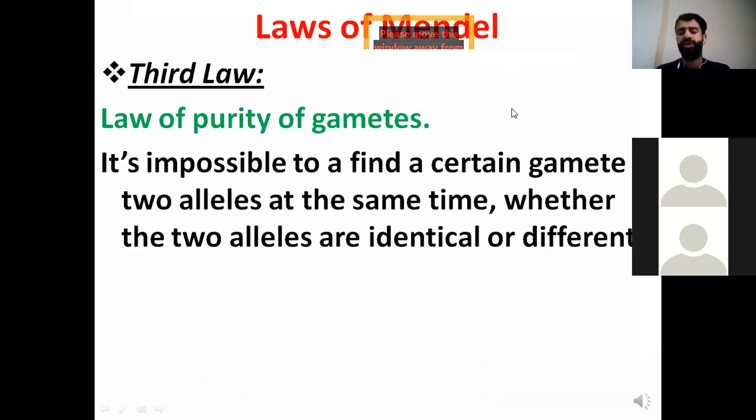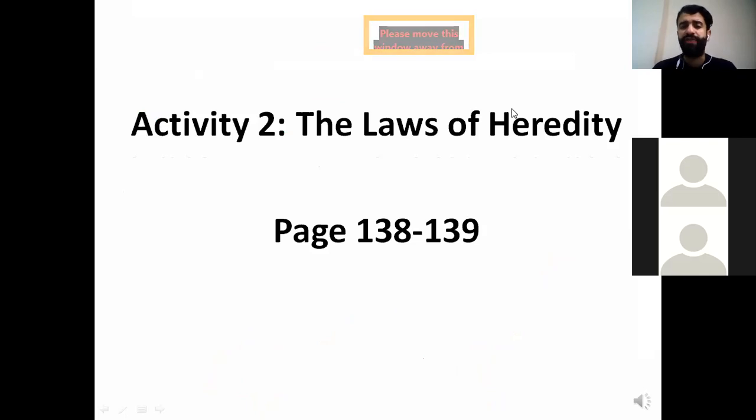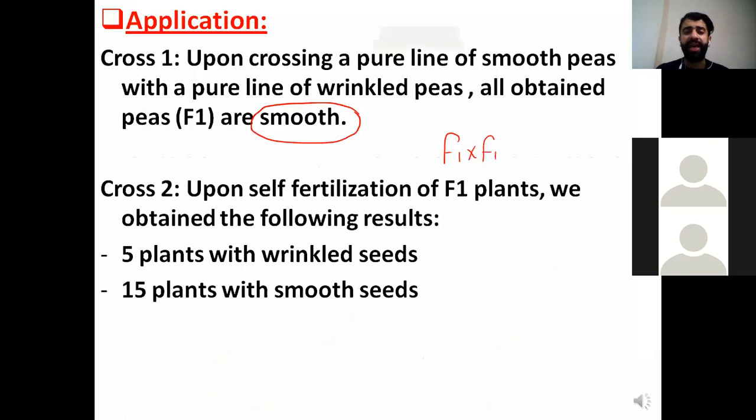So you have to study these laws. The laws of heredity are found in your book on pages 138 and 139. So here we have cross 1. Upon crossing a pure line, who can tell me, by raising your hand, the meaning of pure line?